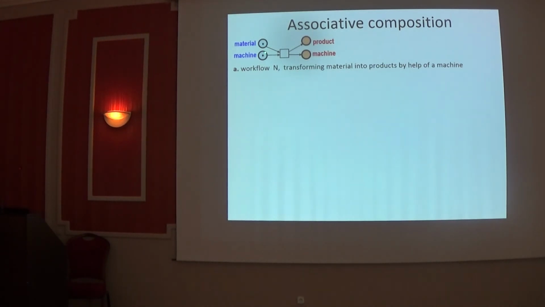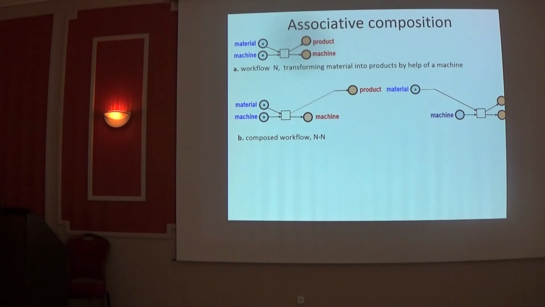So this is a machine, a very simple machine. Behavior of the workflow: you put in some material, you get out the product, and you do this with the help of the machine. So initially you have the machine and the material, and at the end you have, of course, the machine back and the product. So now compose 2 of them. I just draw it a little bit differently, so the product goes over here, but it's the same picture. And here again, the same picture, also drawn a little bit differently.